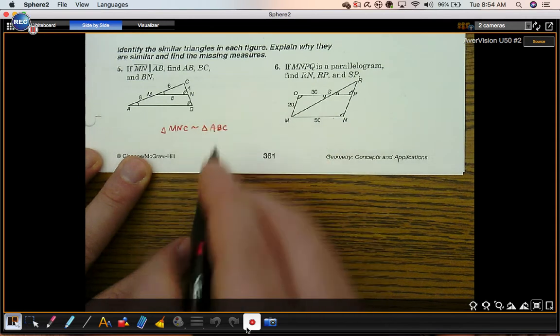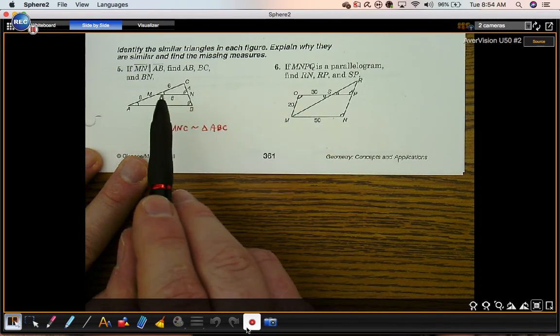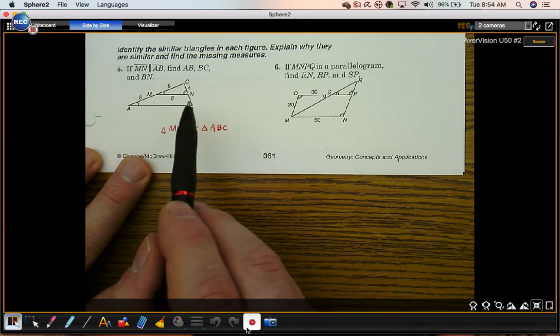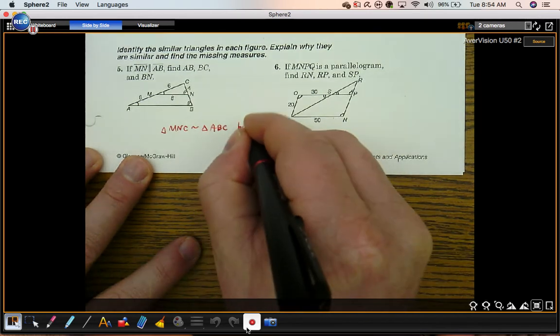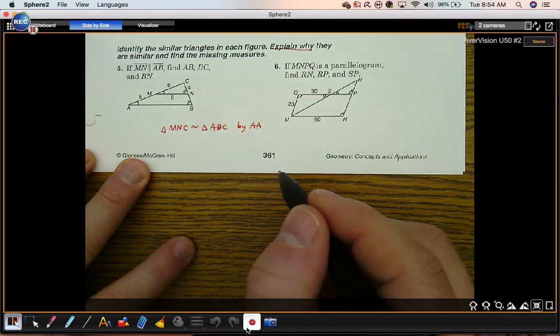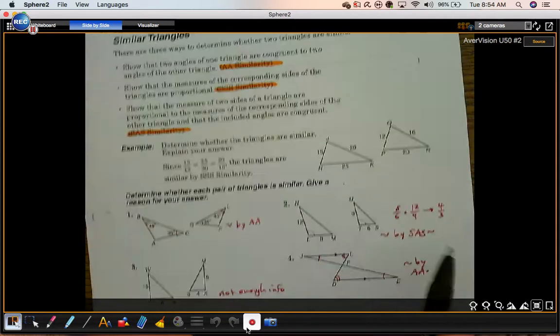The order matters, so watch yourself. Remember, I said MNC. That's 1 arc, 2 arcs, no arcs. 1 arc, 2 arcs, no arcs. So they're similar by angle, angle. So when it says explain why, that's your reason. These are your reasons.